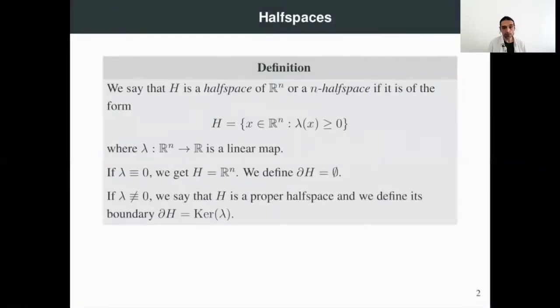The other possible case is that lambda is not identically 0. In such a case, the kernel of lambda has dimension n-1, and we say that H is a proper half space, and we define its boundary just as the kernel of this map.